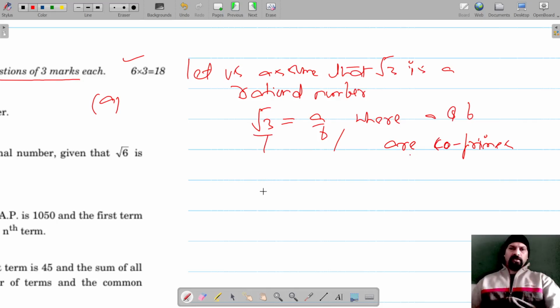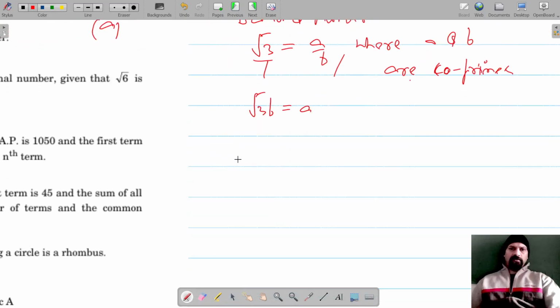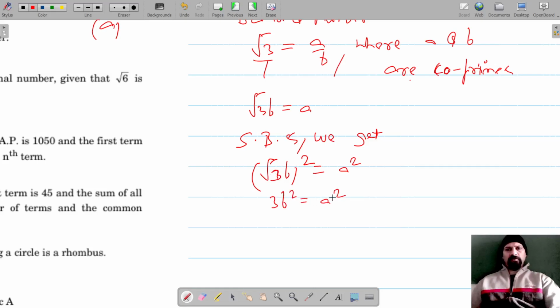Now, if a and b are co-primes, let me cross multiply this, which gives me root 3 b is equal to a. If I square both sides, we get root 3 b the whole square is equal to a square, and root 3 square is 3, so this is 3b square is equal to a square.